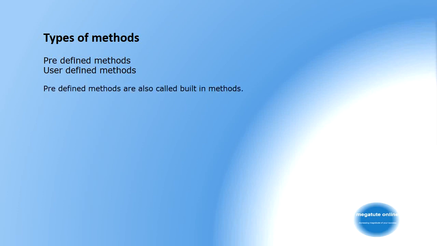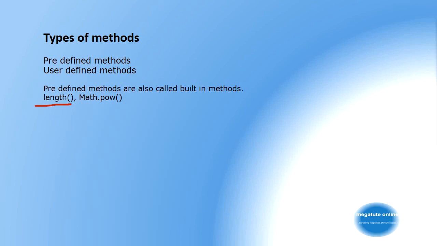Now, the types of method. We have different types of method, the predefined methods and the user-defined methods. The predefined methods, as the name says, are already defined in Java, like the length method or the power method. So these methods are already there. We just have to use them.